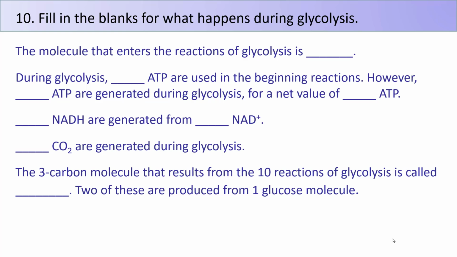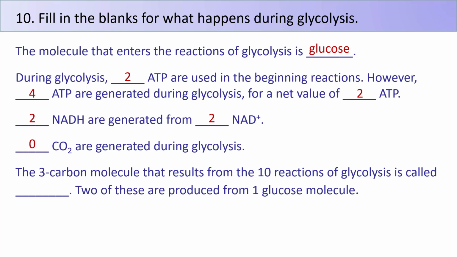Here are the answers to question 10. The molecule that enters the reactions of glycolysis is glucose. Now, during glycolysis, 2 ATP are used in the beginning reactions. However, 4 ATP are generated during glycolysis for a net value of 2 ATP. 2 NADH are generated from 2 NAD+, and that's a 0, no carbon dioxide are generated during glycolysis.